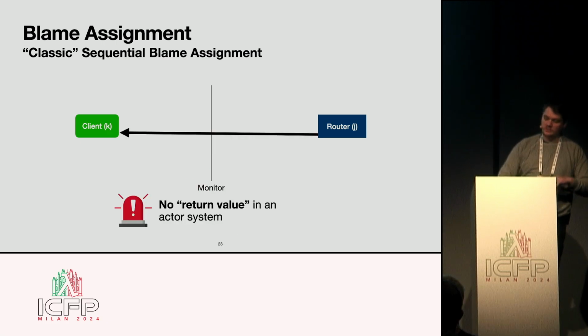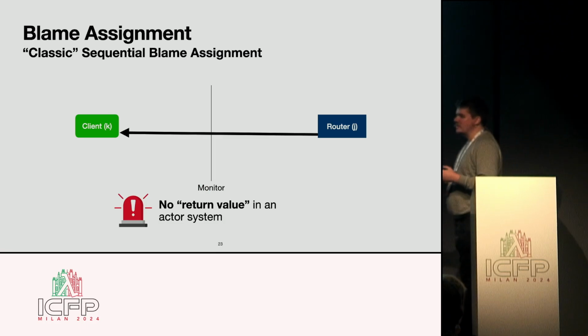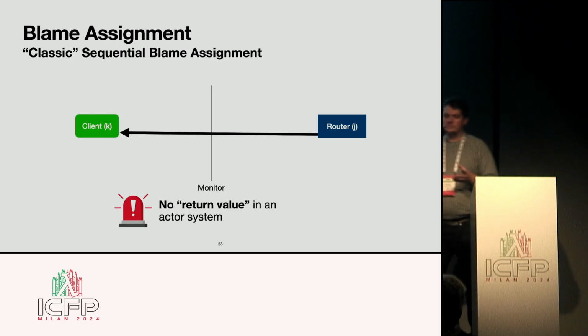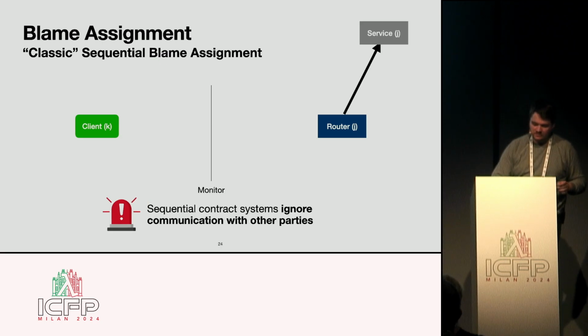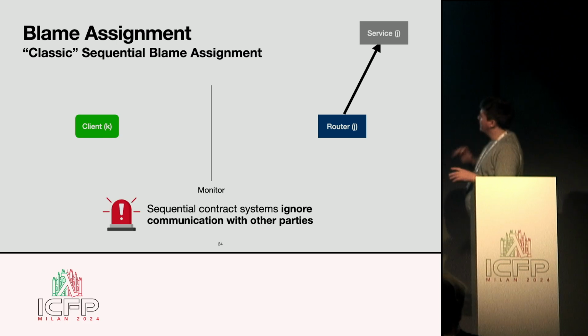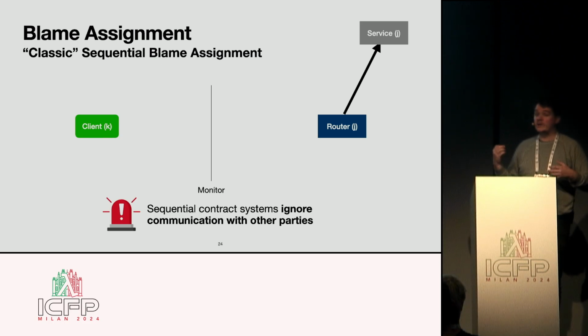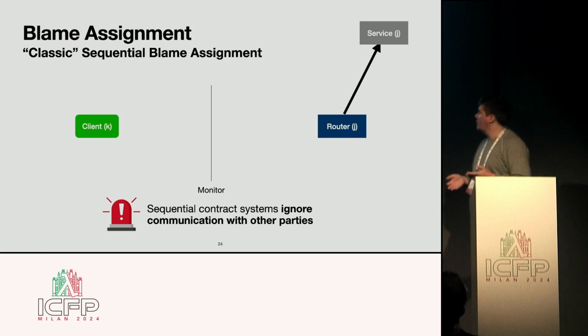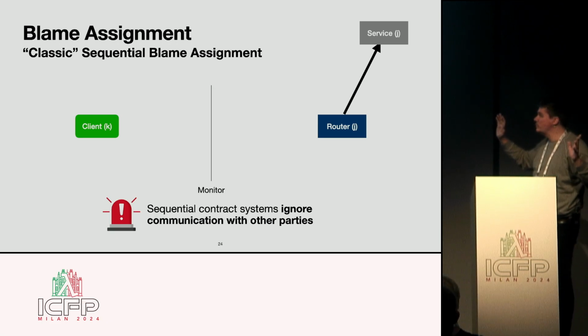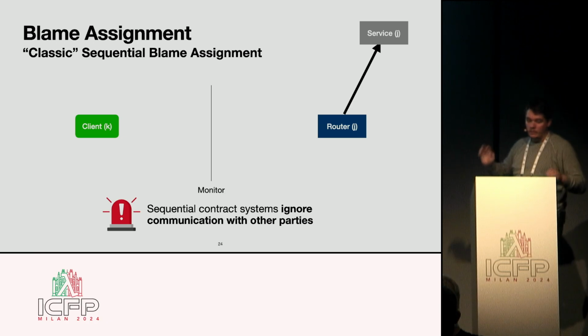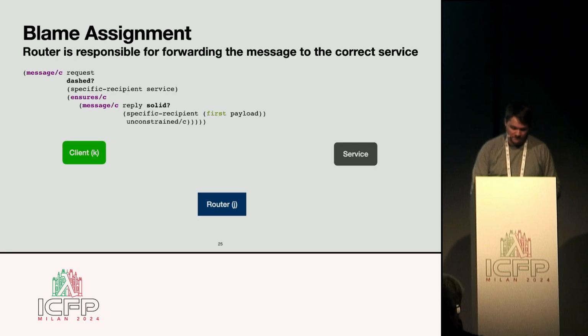Now, if you would like to apply this type of blame assignment in a distributed setting, you will see that there are some problems that you run into. For example, in a sequential program we just have call returns, but in a distributed system we don't really have that. We only have messages that we send somewhere, and then we might get a reply back. Even worse, the router might not even send the reply back to the client, and we have seen this in our introduction example. The router sends the request to the service, and then it doesn't send any reply back to the client. So this is also problematic from a blame assignment point of view.